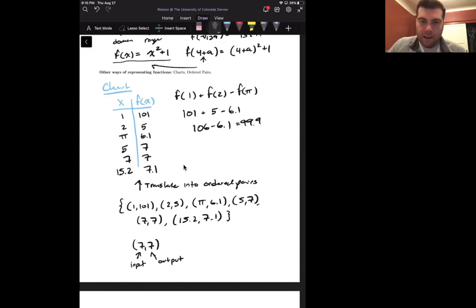It's important to know that you can define functions like this. It may show up in some MyMathLab homework. I don't think I will really test you on this way. I think the chart way is a bit smoother and a bit more intuitive. But if ordered pairs really click with you, by all means, go ahead and use it. I fully support it. All right, we'll have more on functions in another video.